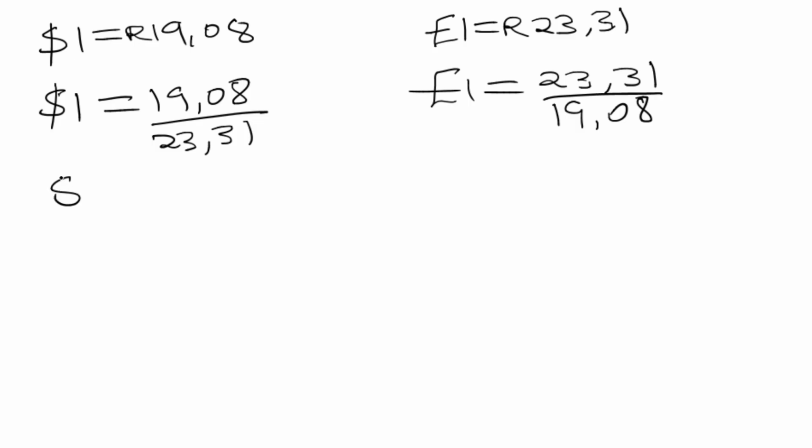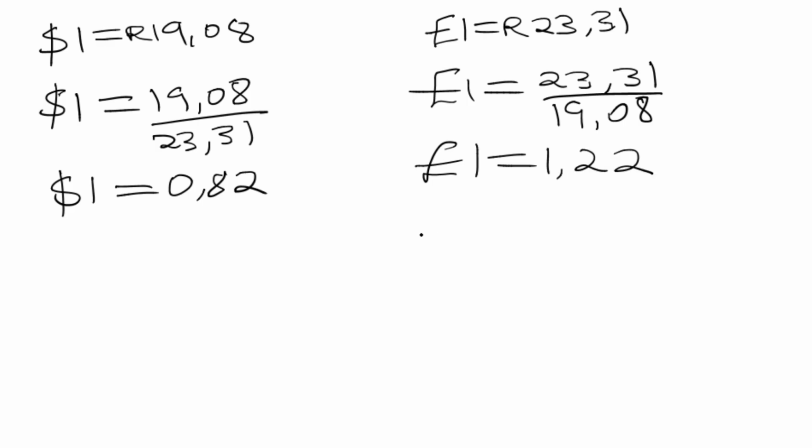So as a result, when you press your calculator, $1 is going to be equal to 0.82. This side, £1 is going to be equal to 1.22. So this is the exchange rate between the two currencies, between the dollar and the pound.